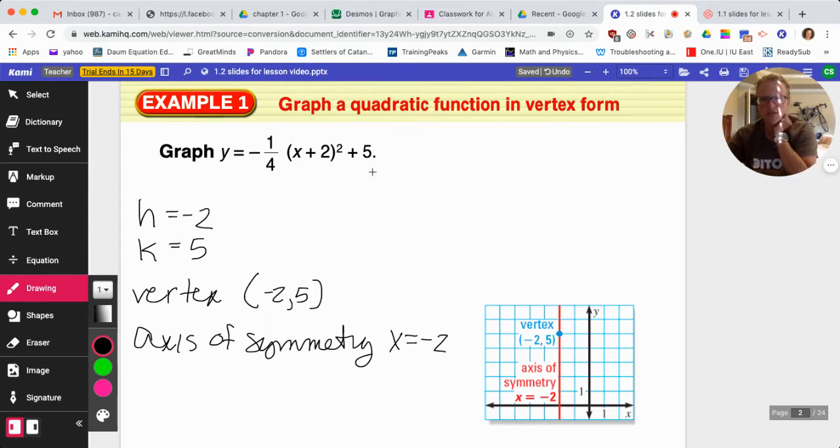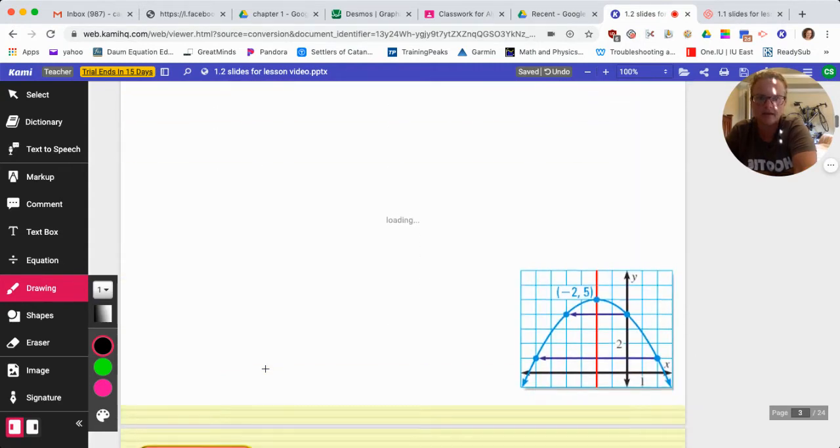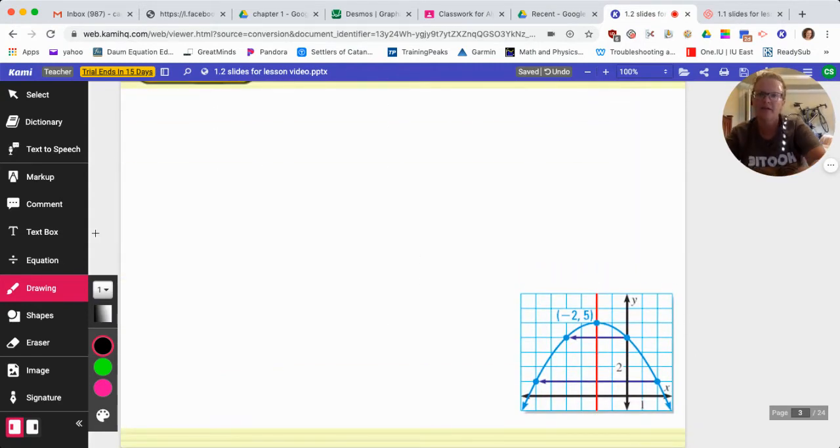We also want to identify that a is the value negative 1/4. That means that we are going to open it down, unhappy parabola. h is negative 2, k is 5. Yep. We plot the vertex, draw the axis of symmetry. All of that is a check. Now, let's evaluate the function at 2 more values.